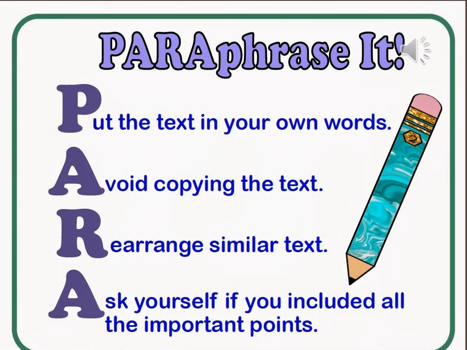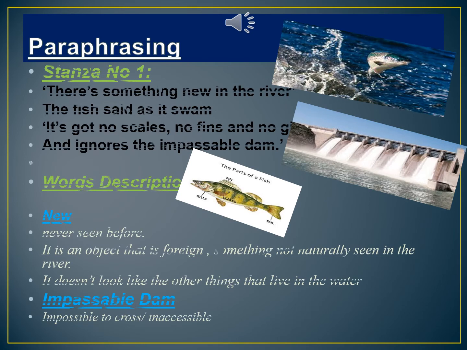There are 4 very easy and simple steps to do paraphrasing. Step 1, put the text in your own words. Second, avoid copying the original text. Third, rearrange similar text. Fourth, include all important points. Keeping the 4 basic rules in mind, now we apply them to the stanzas of the poem The Newcomer. I am going to teach you how to paraphrase the first and second stanzas. Listen carefully, as for the next 3 stanzas you will be paraphrasing on your own.